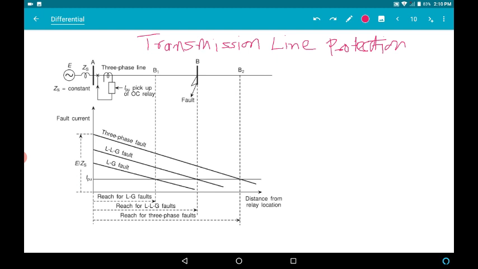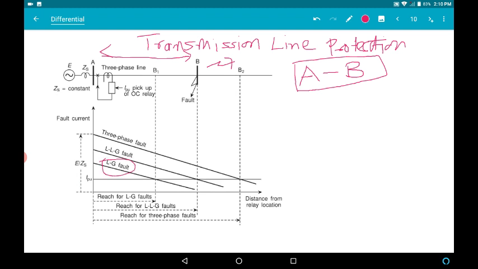So let us say that your relay is designed to operate for the length A to B. That means it should detect the faults only in the range A to B. It should not detect the faults beyond B, right? It must detect any fault between A and B, and it should not detect any fault beyond B, right?